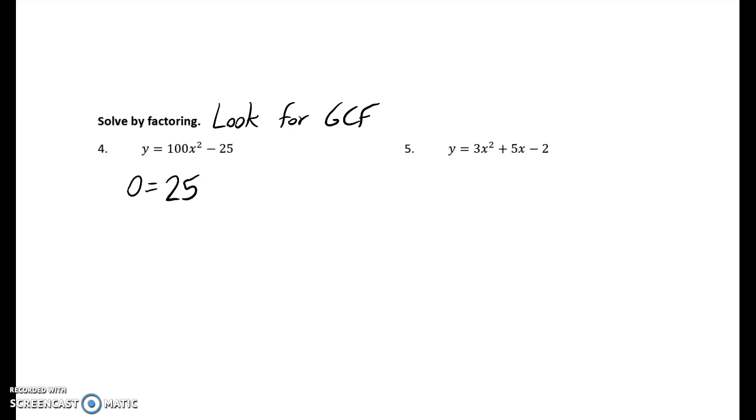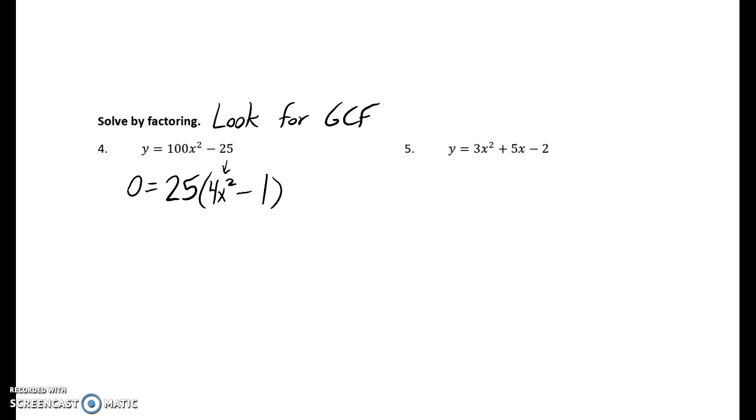They both have 25. So if I pull out a 25, what times 25 would give you 100x squared? And that would be 4x squared. And then what times 25 would give you negative 25? And that's minus 1. So now we have our GCF out of there, okay? Now we have to worry about this guy, 4x squared minus 1.